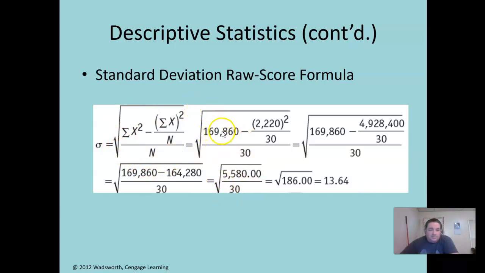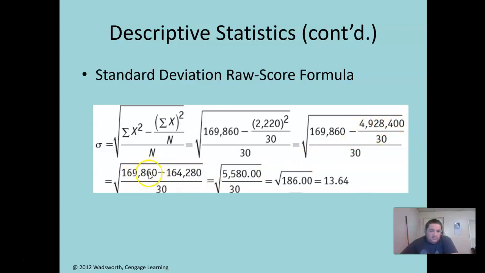So if the sum of all the squares is 169,860 minus the sum of x squared, so 2,220 is x, the sum of x, I should say, and you're going to square that, and then that's divided by 30. The whole thing right there is divided by 30, and then you take the square root of that whole thing. So then we get 169,860 minus 4.9 million divided by 30.